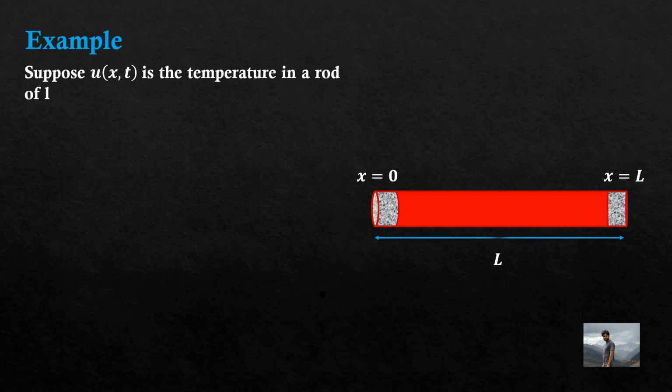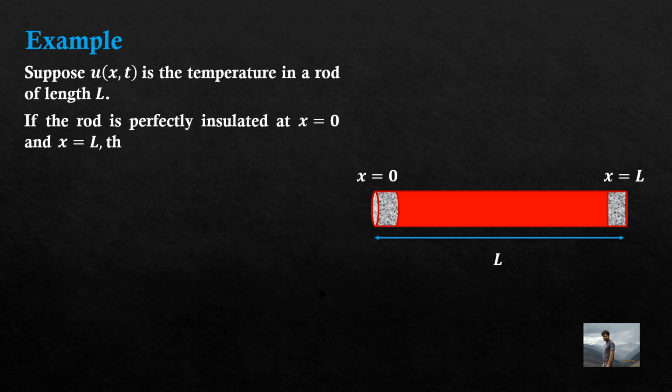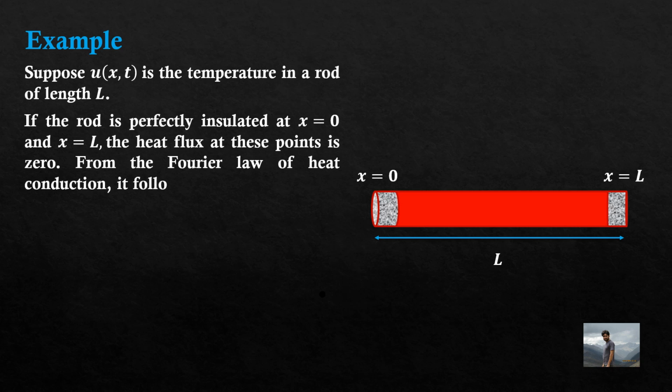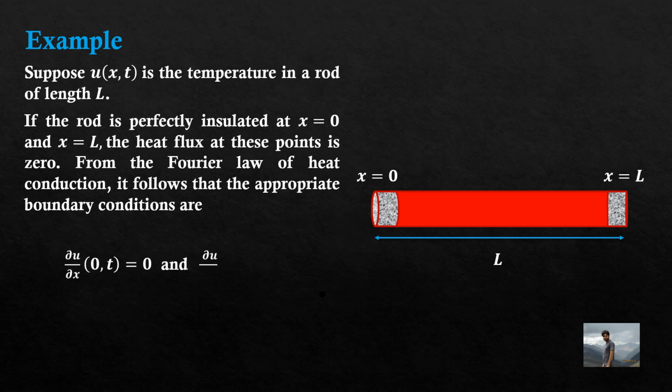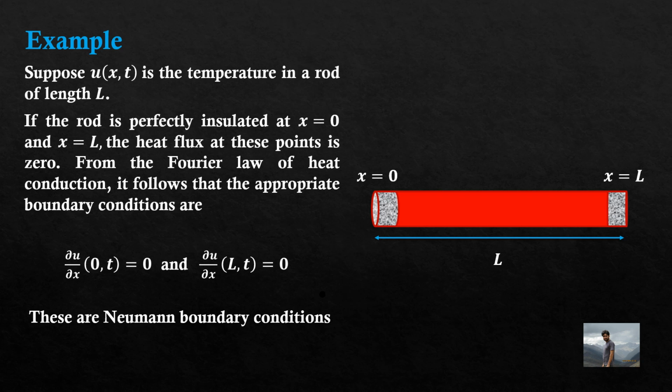For example, suppose u(x,t) is the temperature in a rod of length capital L. If the rod is perfectly insulated at x equal to 0 and x equal to capital L, the heat flux at these points is 0. From the Fourier law of heat conduction, it follows that the appropriate boundary conditions are partial u by partial x at (0,t) equal to 0 and partial u by partial x at (L,t) equal to 0. These are Neumann boundary conditions, which are imposed due to the perfect insulation of the endpoints of the rod.